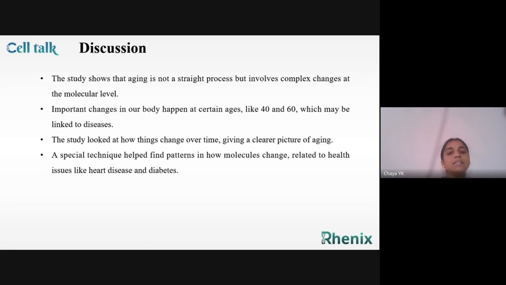To understand these changes better, the researchers looked at how molecules in the body behave as we age. By tracking these patterns over time, they created a clearer picture of how aging impacts the body at different stages. The study used advanced techniques to group the molecules with similar behaviors into patterns. This helped to identify which molecular changes might be linked to common health problems, offering insights into how aging affects our overall health and risk for diseases.